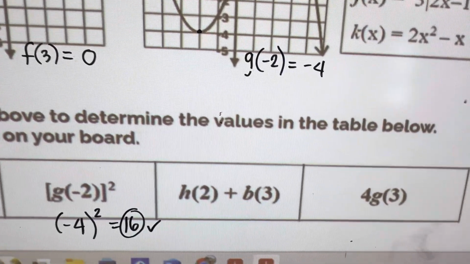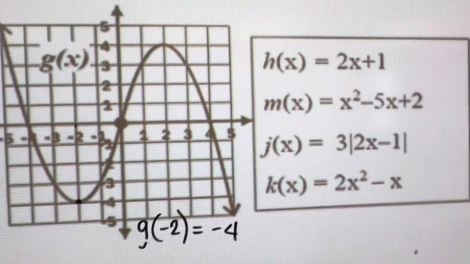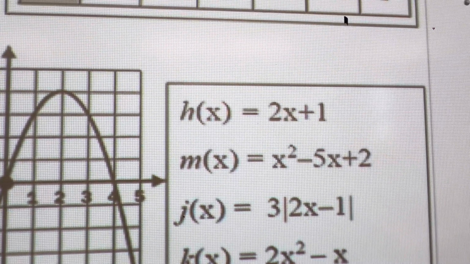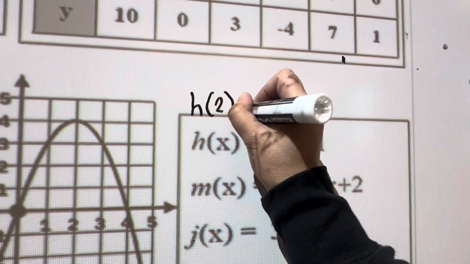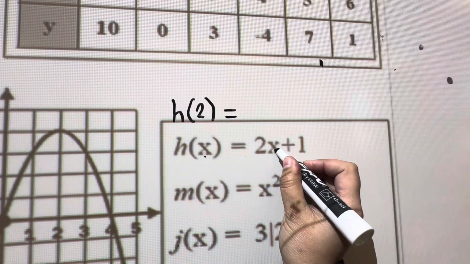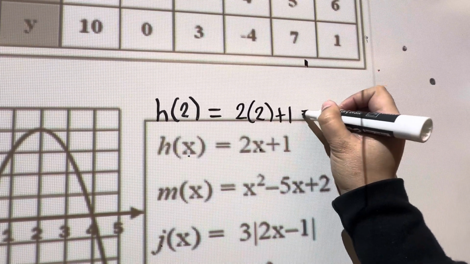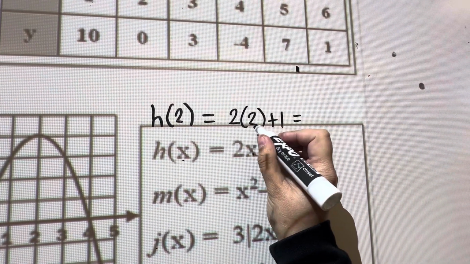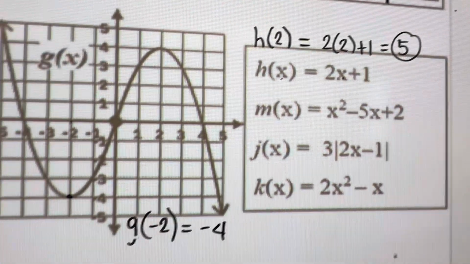And now let's move on to h of 2 plus b of 3. So our h of x here is an equation, and so we're going to look for the output where the input is 2. So simply you plug in 2 to your x here. So this is going to be 2 times 2 plus 1, and 2 times 2 is 4, plus 1 is 5. So our h of 2 is 5.